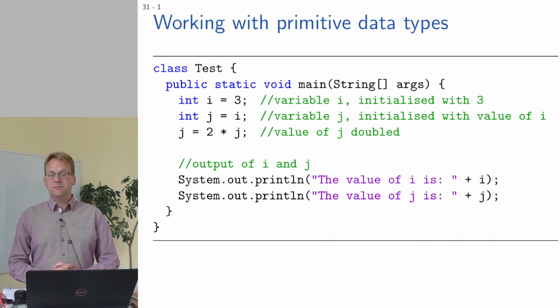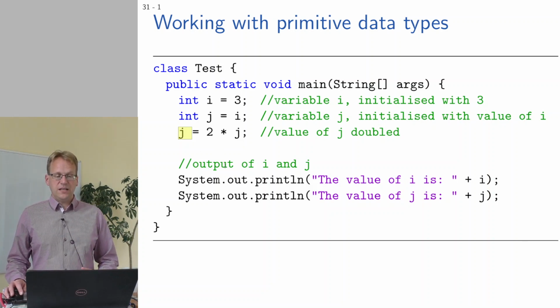We see here a public static void main method which is doing some calculation. So we start with the declaration of some integer variable i that we initialize with value 3. Then we introduce a second variable j and we assign to it the value which is currently in i. And now in this third line of code we say j is equal to 2 times j. So we multiply j with 2 and the result will become the new value in that variable j.